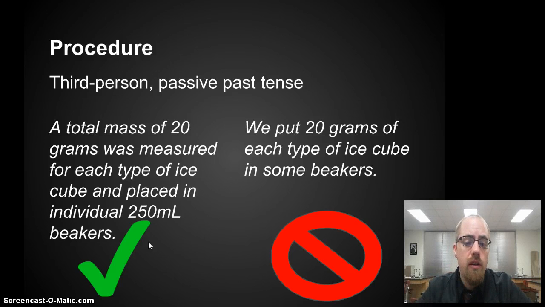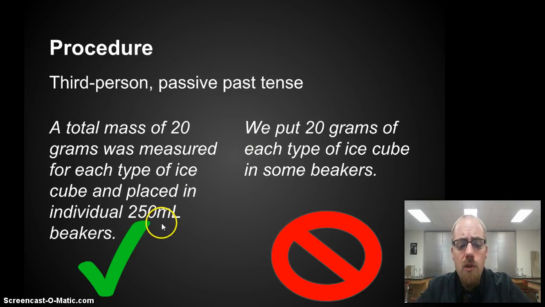This is what occurred. So what you would want to avoid is saying that "we put 20 grams of each type of ice cube in some beakers." First of all, that's not passive. You're using the first person here because you're using the word "we." It is past tense, but it's not passive. And also, it's not very specific.